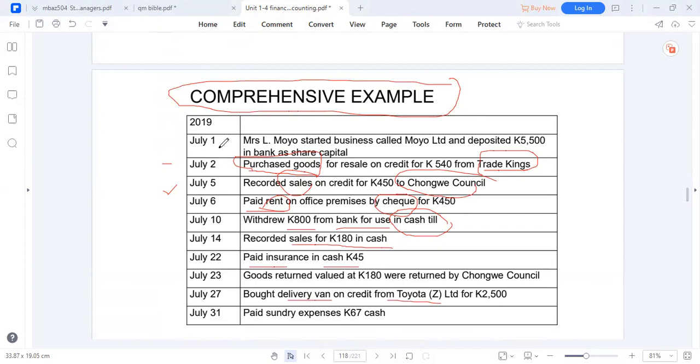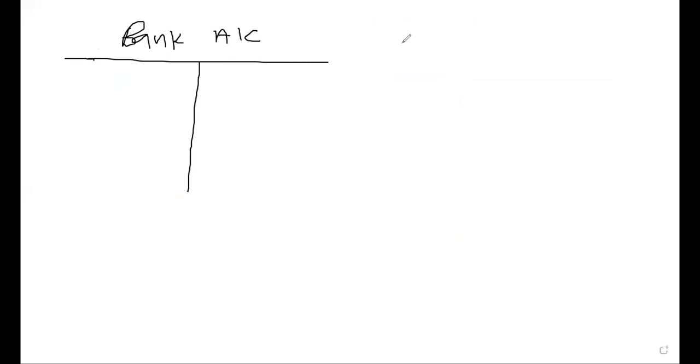Okay, so on July 1, Mrs. Moyo started business called Moyo Limited and deposited 5,500 in a bank as the share capital. So what are the two accounts there? The two accounts are what? The bank account. Are people with me? Yes. Okay, so let's now quickly look at this one and the capital account.